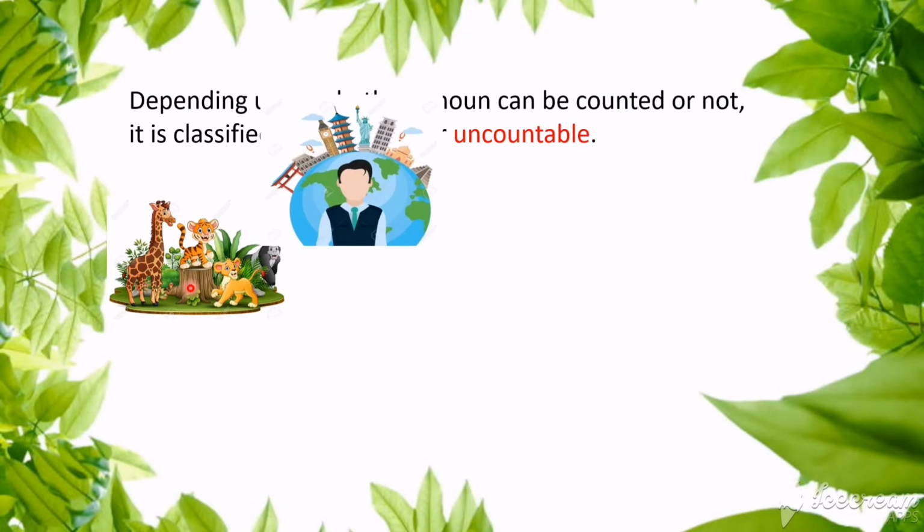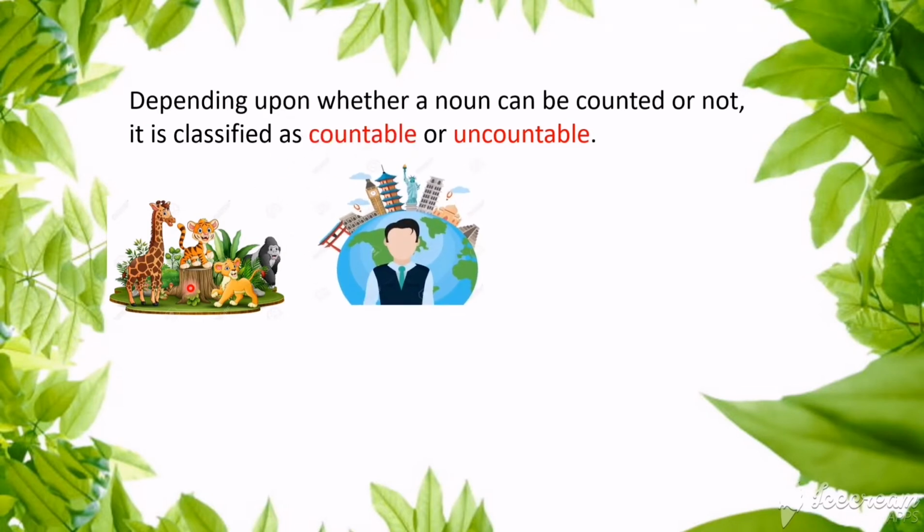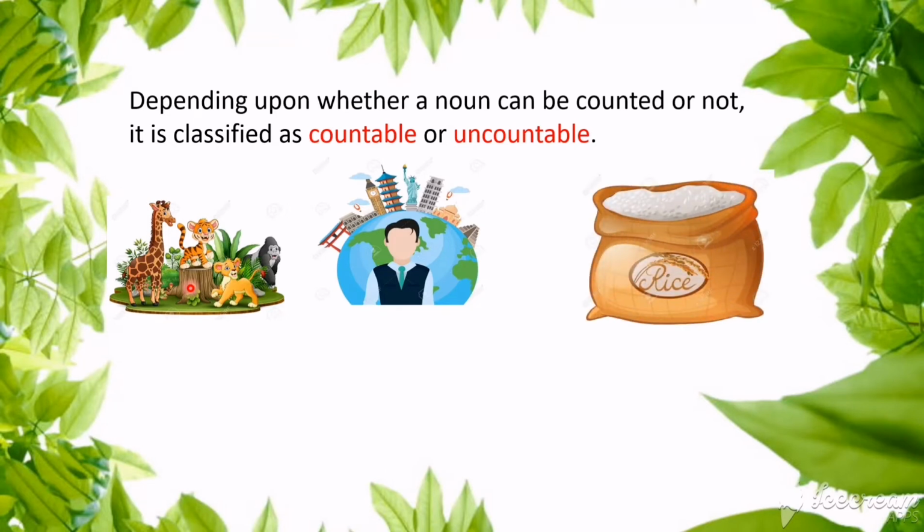Now, can you count places, people? Yes, of course. We can count the number of places, the number of people. So that is also countable. Now, can you count rice? No, you cannot count rice. You can only measure it, isn't it? So you can measure rice. You cannot count it. Therefore, rice is uncountable.